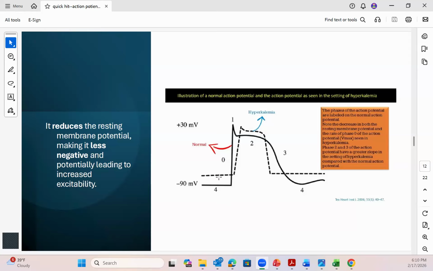And if you like a visual, right? So we've taken our regular action potential in the solid line, and then we've taken a hyperkalemic one, and see how it slopes a little bit more and then is also much shorter.